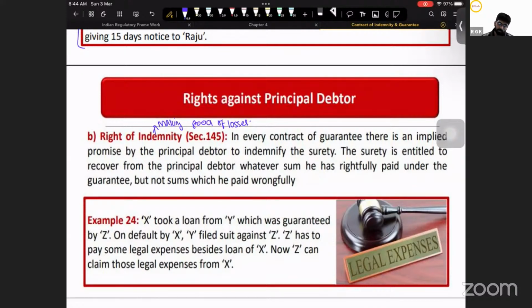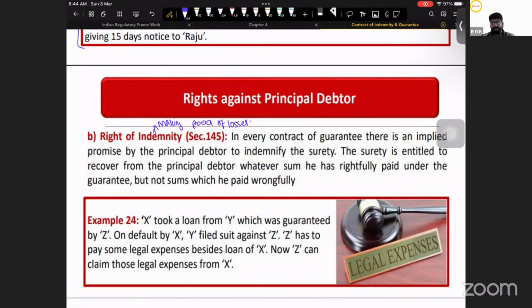Z has to pay some legal expense besides the loan of X. Now Z can claim those legal expenses from X. This is what is called the right of indemnity. These are the two rights available for a surety against the principal debtor.